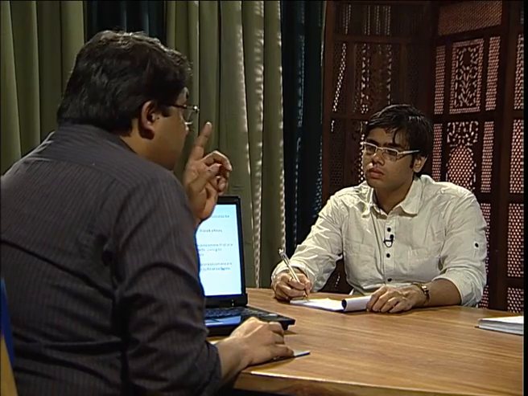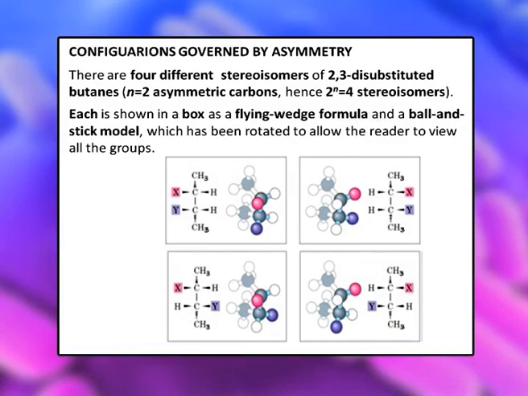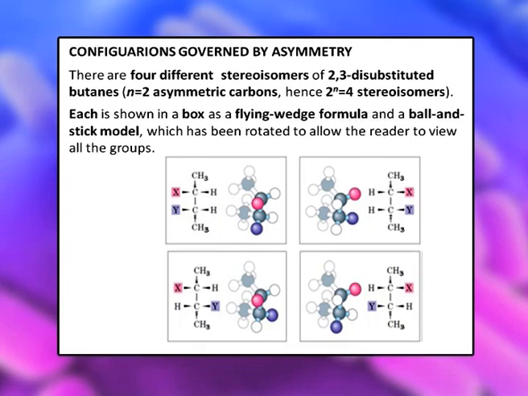Now, for a molecule with one chiral center, only two stereoisomers are possible. But for a molecule with two or more chiral centers, say n number of chiral centers, the number of stereoisomers possible is 2 to the power n. This is illustrated by the example of 2,3 di-substituted butane. In this molecule, there are two asymmetric carbons. Consequently, 2 to the power n, that is 4 stereoisomers, are possible. So, these 4 structures are shown here in these boxes.